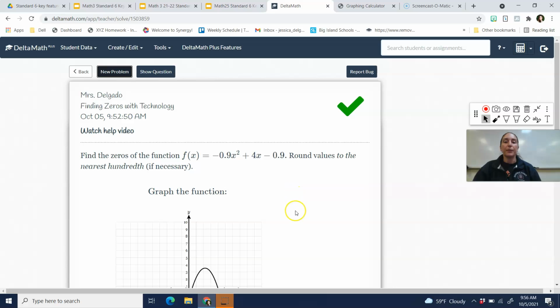So this is how to find zeros with the Deltamath calculator. And again, you don't have to just use this with this particular skill. If you ever need to solve equations, polynomials, anything like that, remember, graphing works and you're just looking at the intercepts. And now this is how to use the graphing calculator on Deltamath to solve for any zero of any function. So I hope you guys got some help out of that.